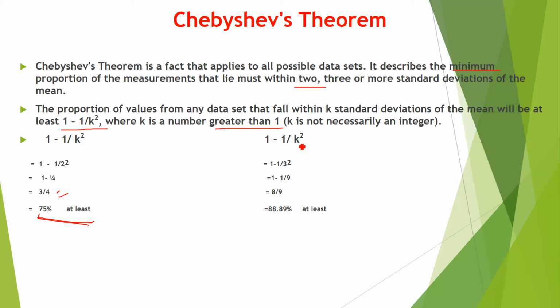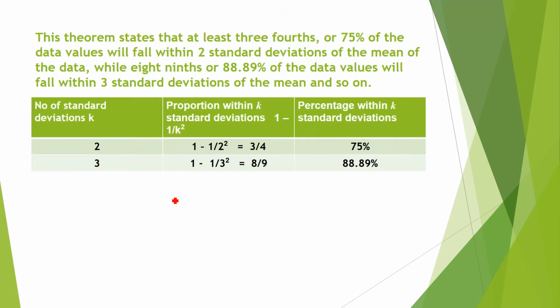If we put k equal to 3, then make the square of 3, which will be 9, so it will be 8 by 9, or 88.89%. At least, this is the minimum, right? If we have a standard deviation of 3, then 88.89%. If we have a standard deviation of 2, then 75% minimum.